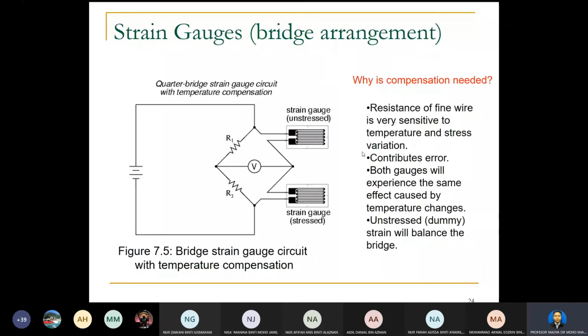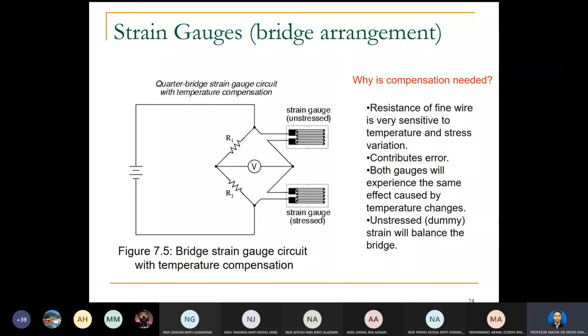In the next example you can see the Wheatstone bridge. Before this, I will show you, they use the quarter bridge. Maybe we can use one strain gauge, which we call a single bridge, and then they use two, a half bridge. Maybe we have the full bridge, which means we have 4 strain gauges.